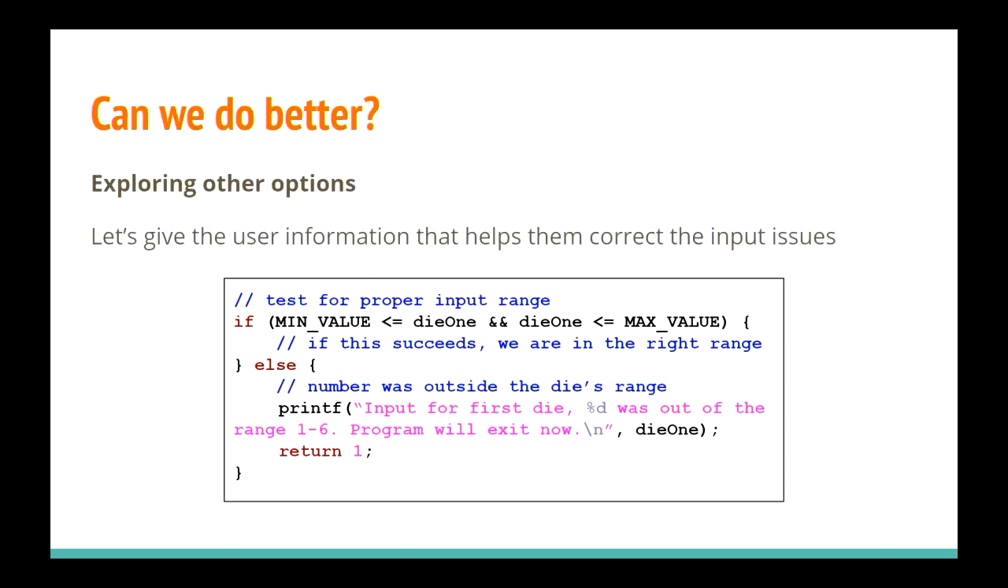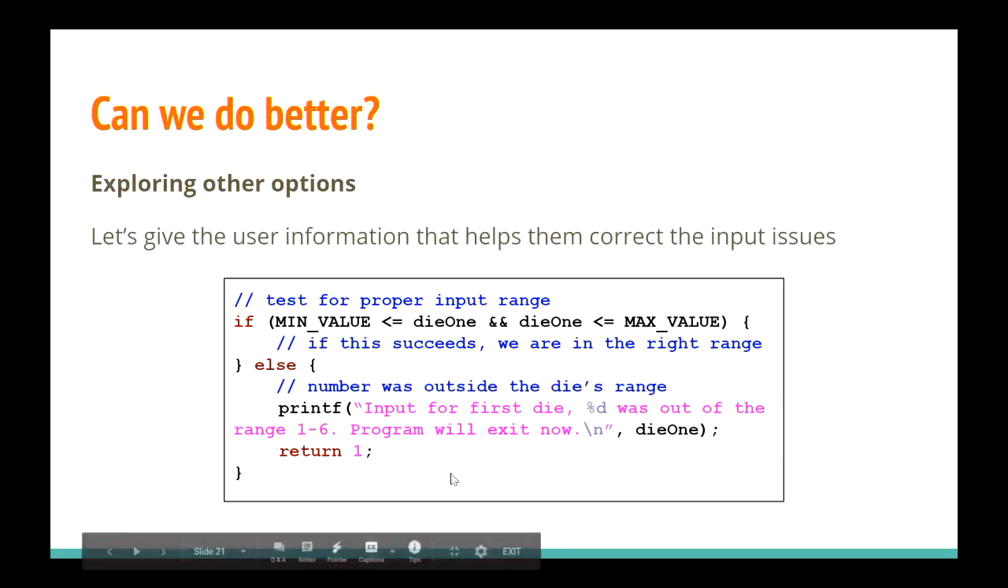But can we do a little better than that? What are some other options that we have here? We could, if we want to, give the user some more information. We could say to them, what are the actual values that would have been correct or not, so that when they run the program again, they're more likely to get it correct. Because this program is really very much based on interaction with a human. It's based on a human rolling a die and then typing a number in. So if we want to help them, we can say, okay, this is the situation.